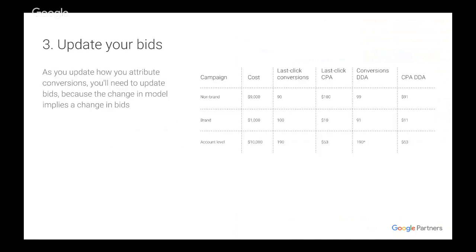As you update how you attribute conversions, you'll need to update your bids. Step 3, because the change in model implies a change in bids. Therefore, you should be aligning bidding strategies to CPA or ROAS for all your campaigns and not just one at a time. Attribution models are assigned at the conversion type level. This is important to remember.